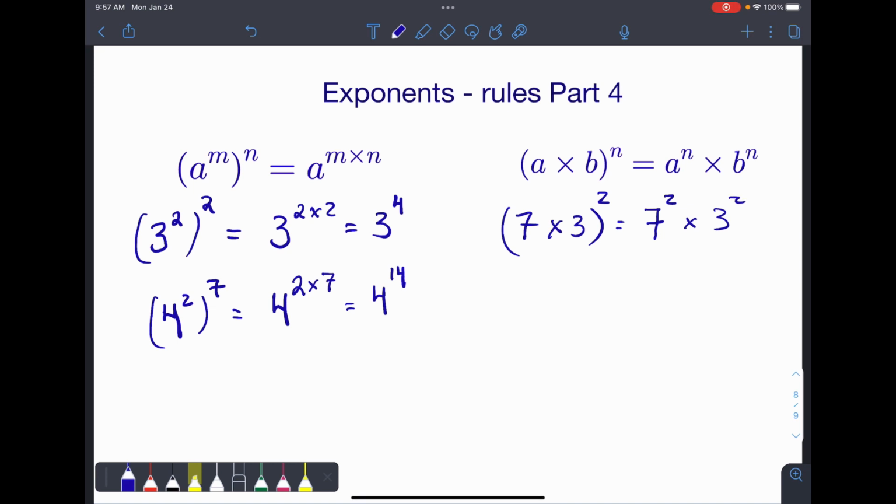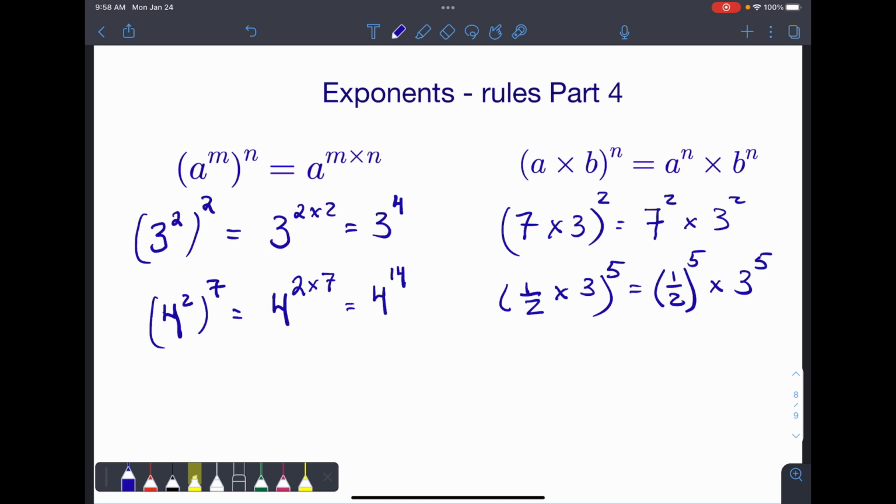Let's do another example. Let's say we had 1/2 times 3, to the power of 5. Well, we can write this as 1/2 to the power of 5 times 3 to the power of 5.